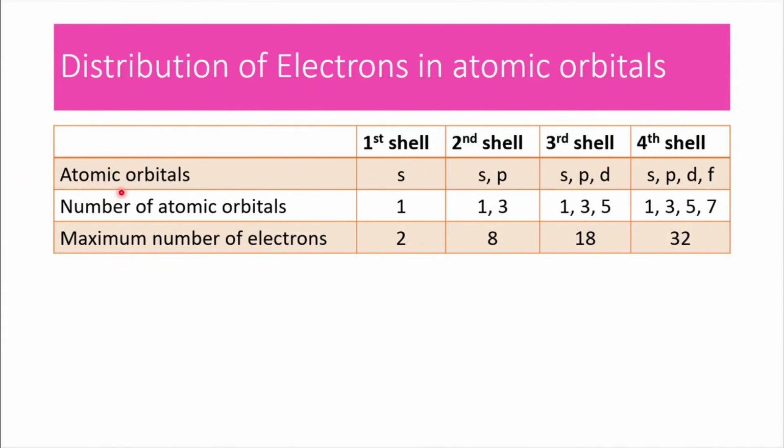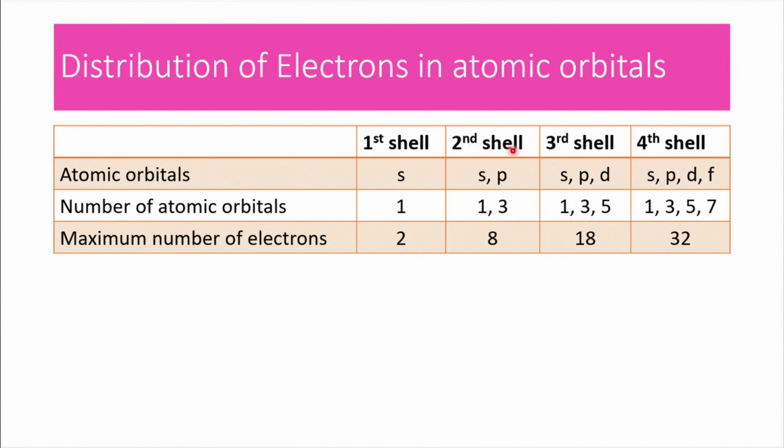Let us recall how we can distribute electrons in the various orbitals. Some definitions are already given here. So, let us look at the orbital. In the first shell we have the s orbital. The number of orbitals, there is only 1. So, the maximum number of electrons that can be placed here is 2.